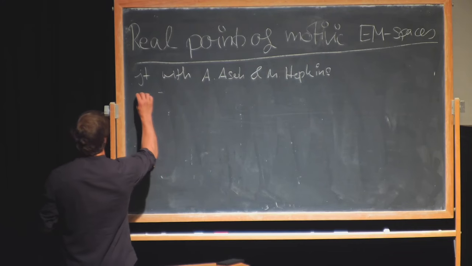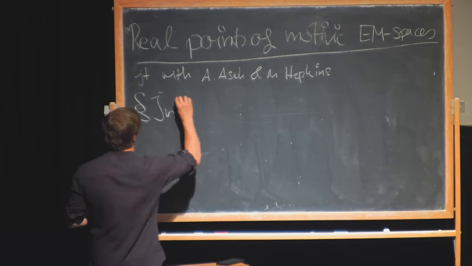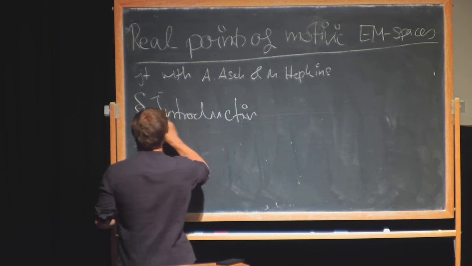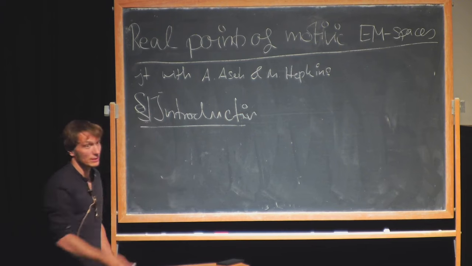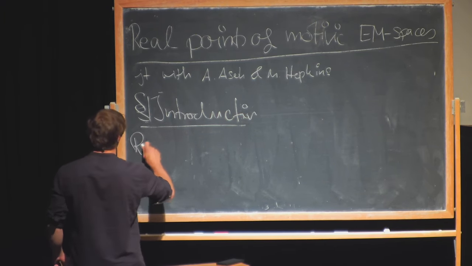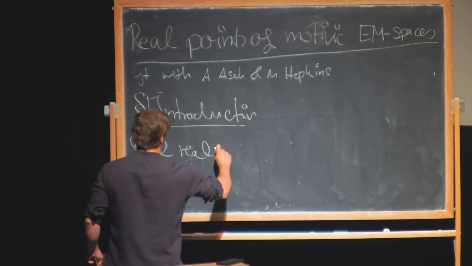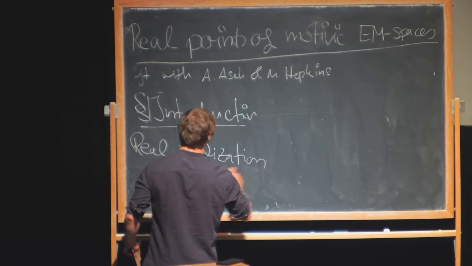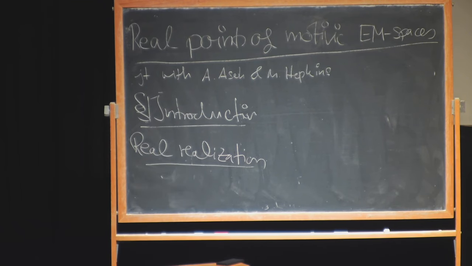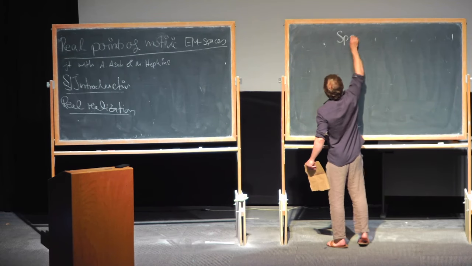All right, so I have some sections, and the first one is the introduction. What I want to do is explain what the words in the title mean. The first one I want to talk about is this real realization. This is a functor which you can apply to the category of motivic spaces over the real numbers. So this "real" here means real numbers. So I have the motivic spaces over R.